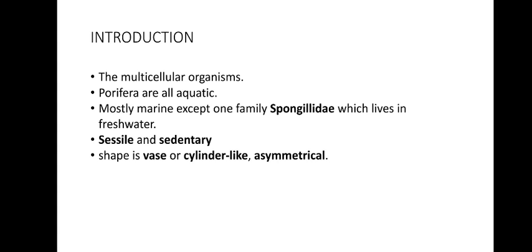And most of these poriferans are either in vase shape or they have a cylindrical body, and most importantly are asymmetrical in nature, with the exception of few which might show radial symmetry. Symmetry, remember, we have discussed in our previous session, where the different organs in a body are arranged around a central axis. But if there is no particular geometric pattern, then it is called as asymmetrical body. Poriferans generally show asymmetrical body.